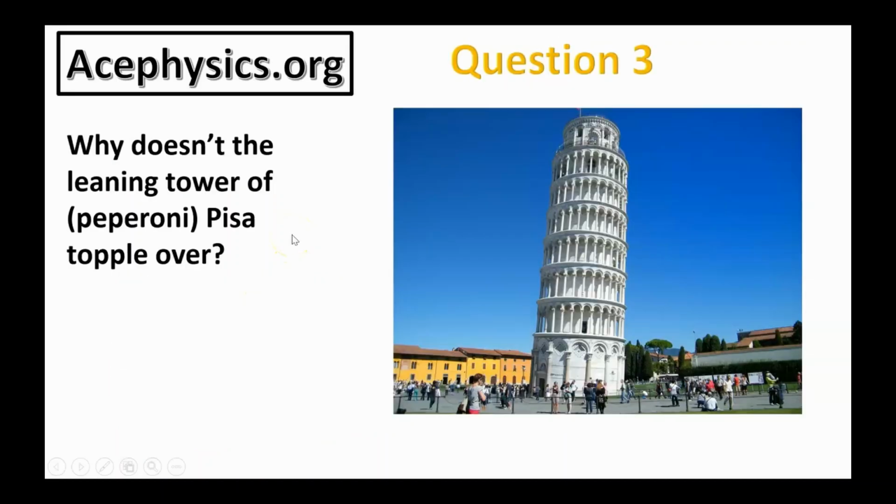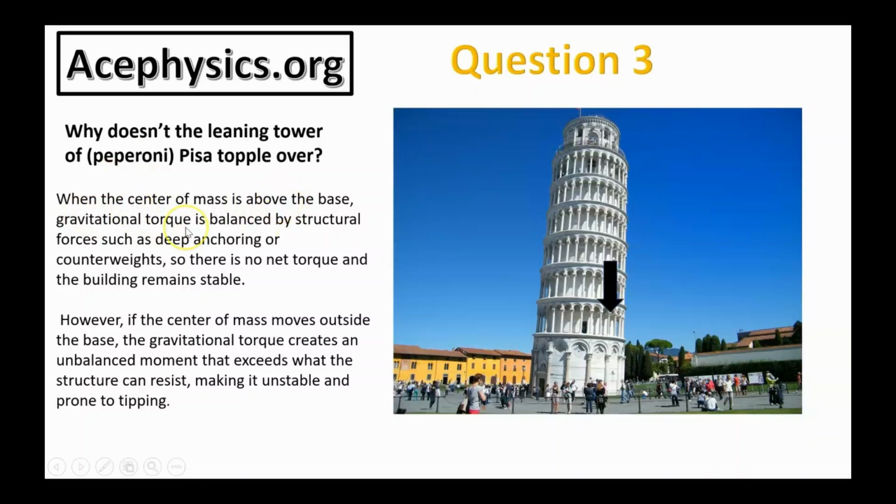Question 3. Why doesn't the Tower of Pisa topple over? And here's the answer. When the center of mass is above the base, gravitational torque is balanced by structural forces such as deep anchoring or counterweights. So there's no net torque and the building remains stable.